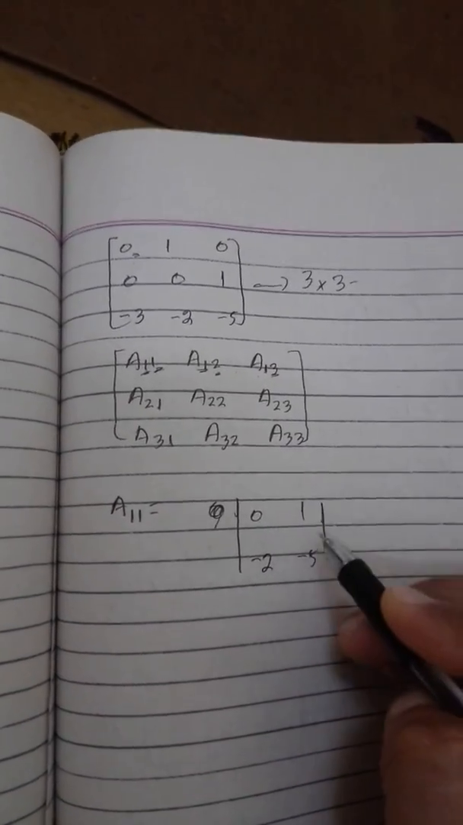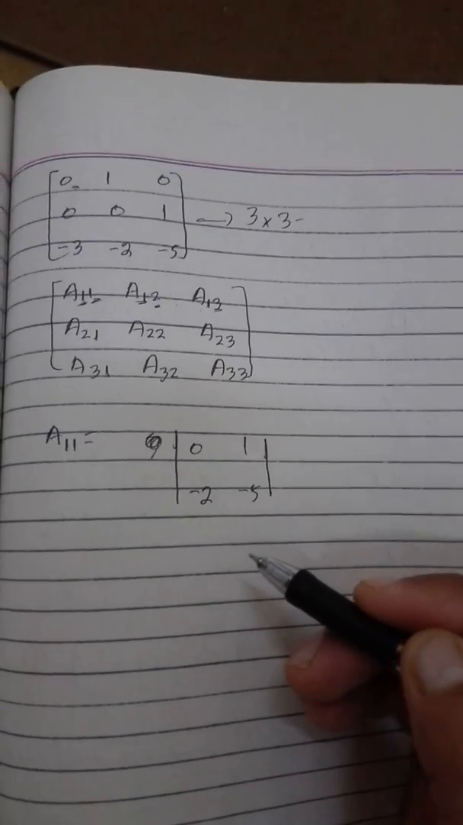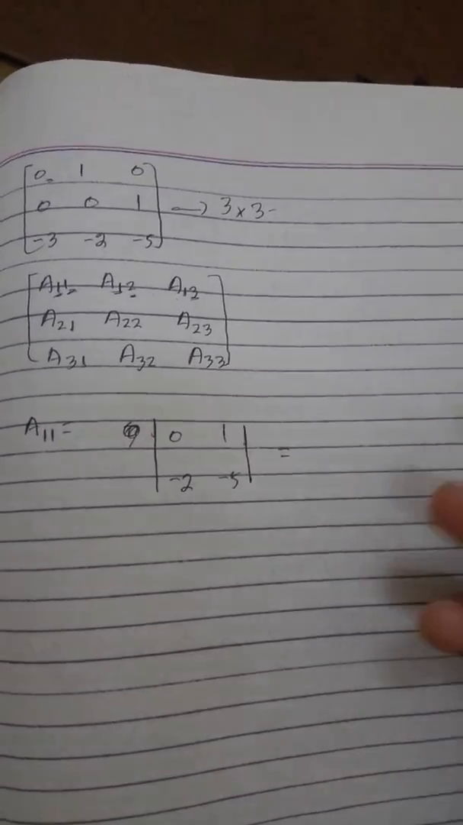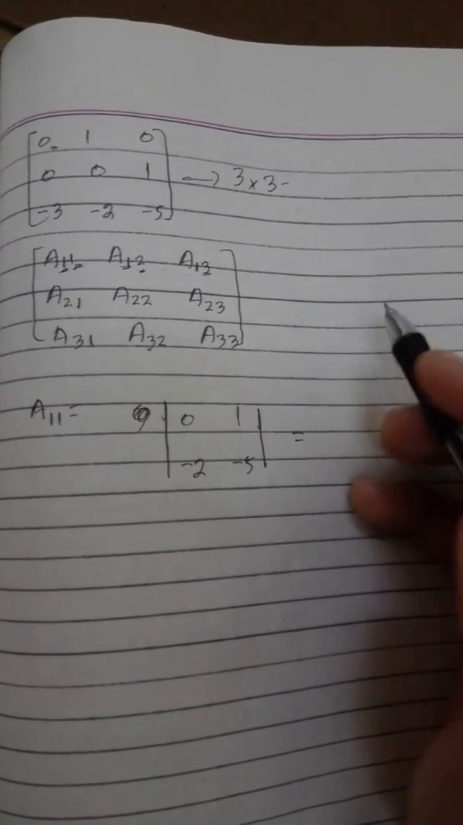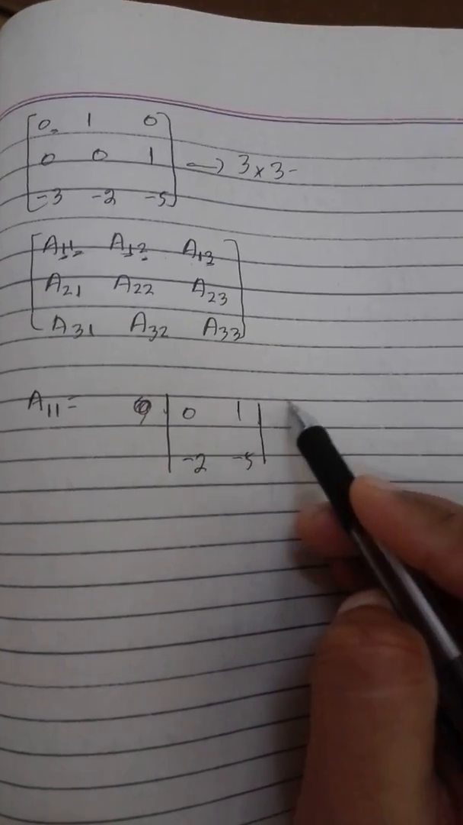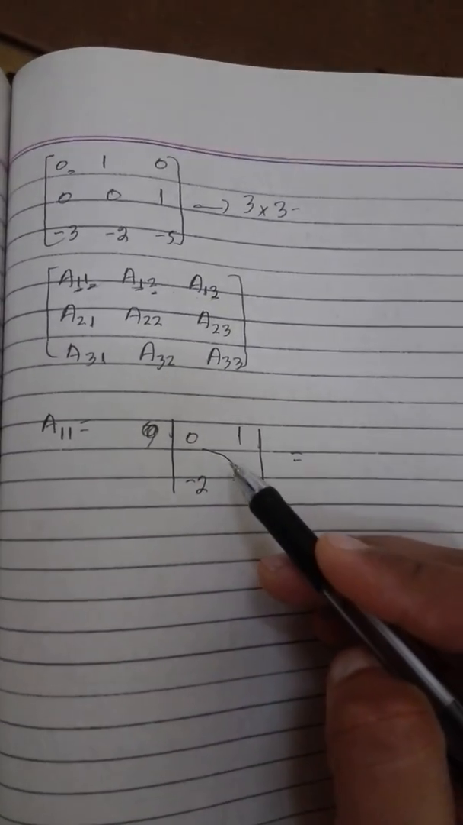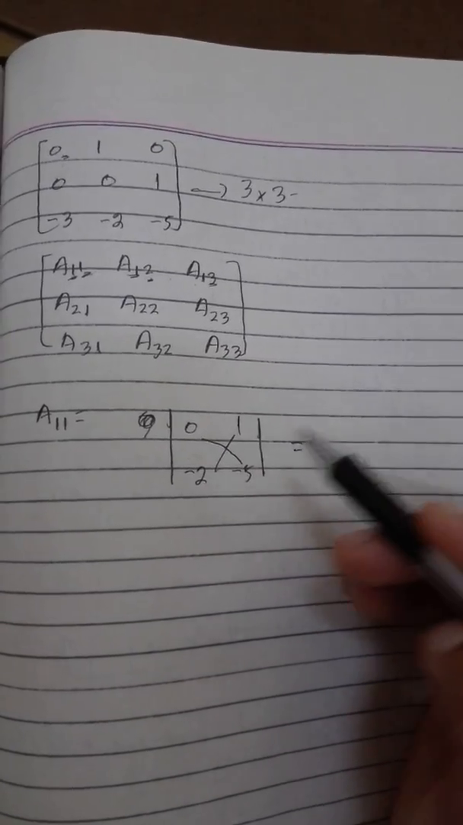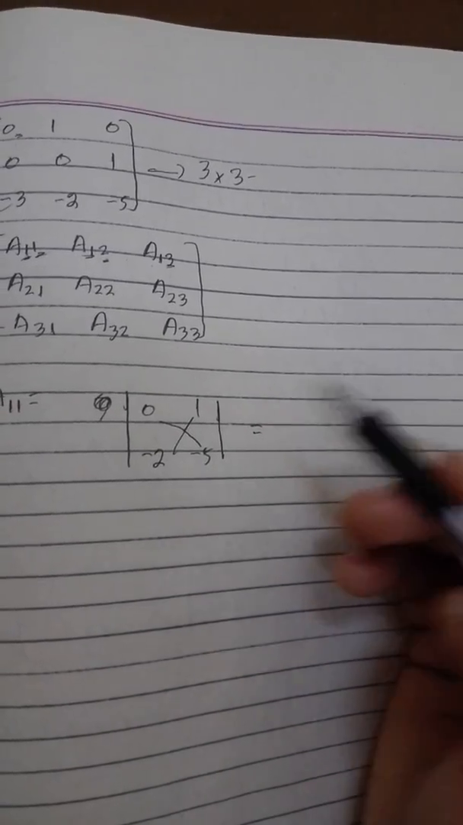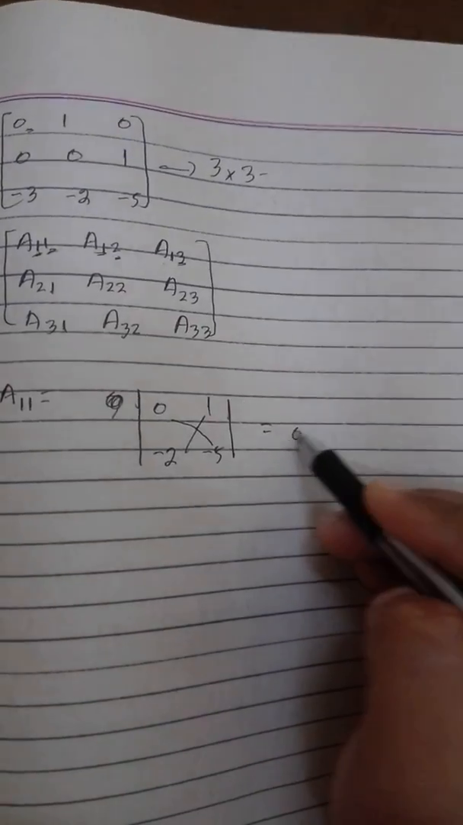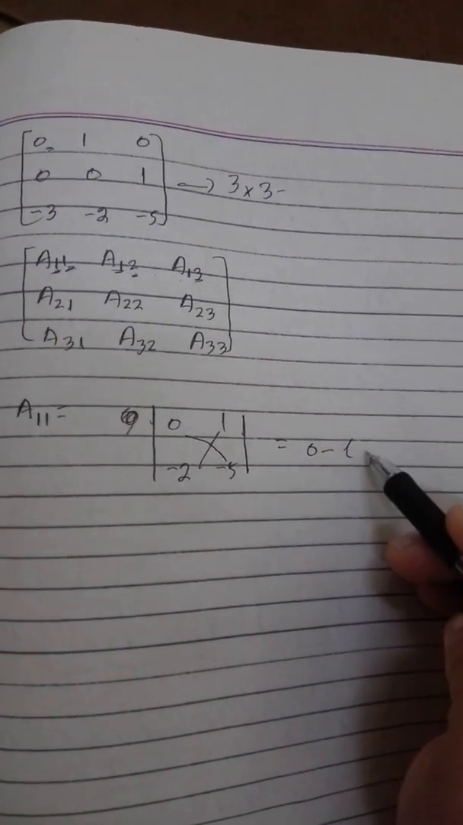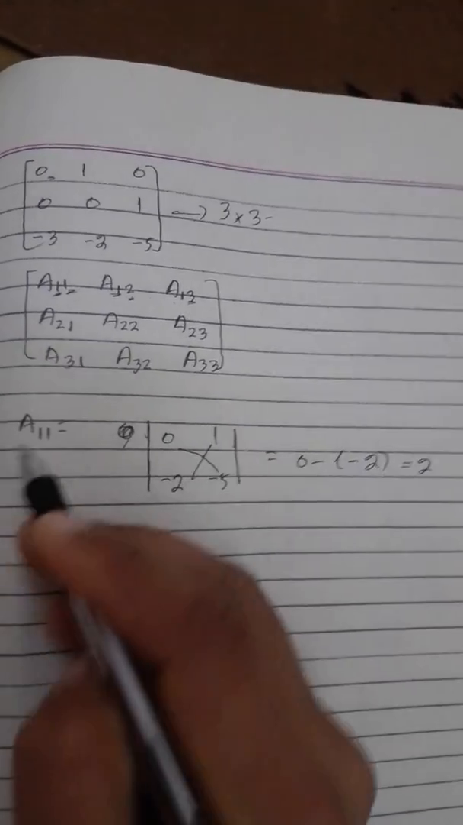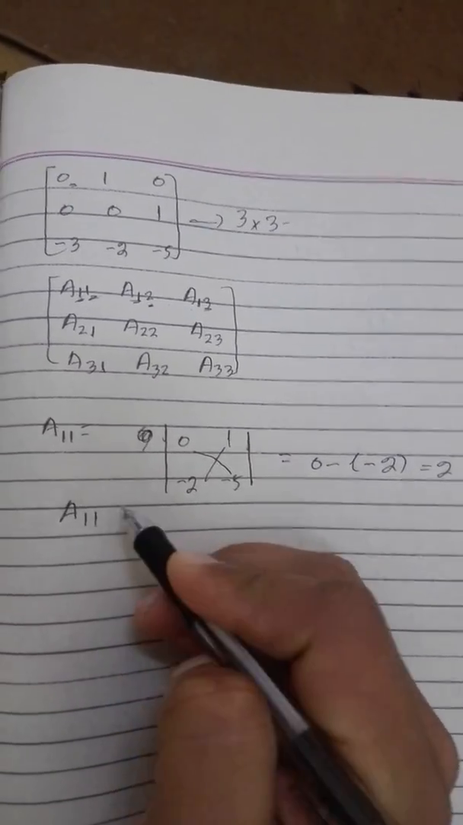This is the determinant of a 2x2 matrix. You know the way of finding the determinant: multiply this diagonal's elements minus this diagonal's elements. So 0 cross minus 5, which is equal to 0, and 0 minus 1 into minus 2. This comes out as A11 equal to 2.